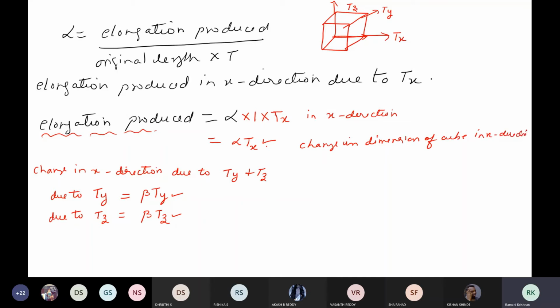Okay, so what is the change? What was it before? Before it was unity. Before it was 1, no? So 1, then what are the changes taking place? Plus, because it is increasing, alpha Tx, and then minus beta Ty minus beta Tz is the change taking place in the x direction. It is a change in dimension taking place in which direction? X direction. Do you understand that?